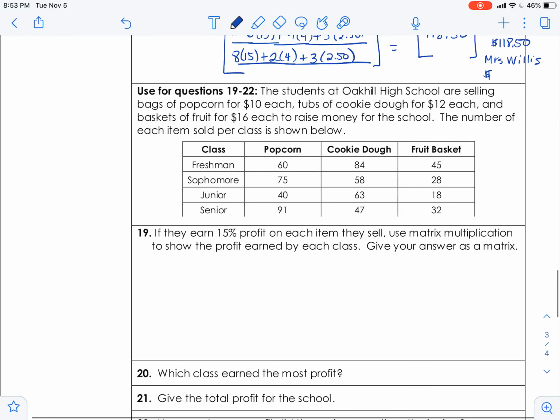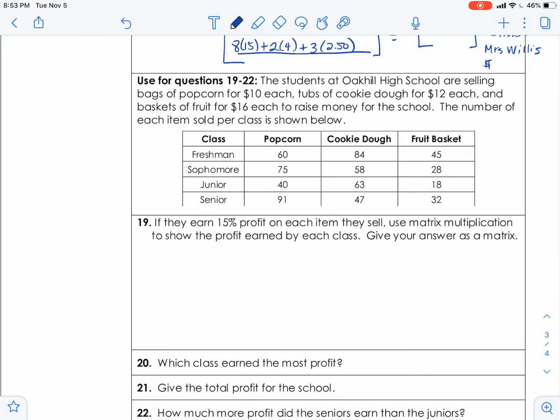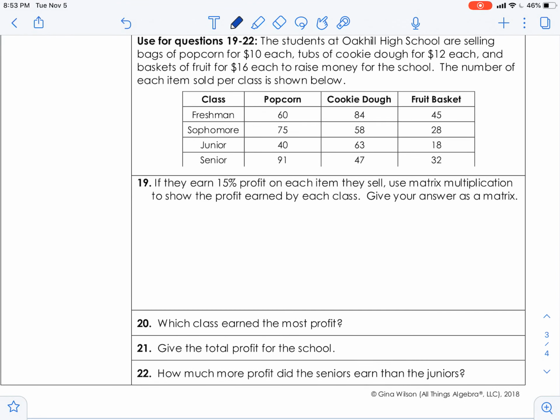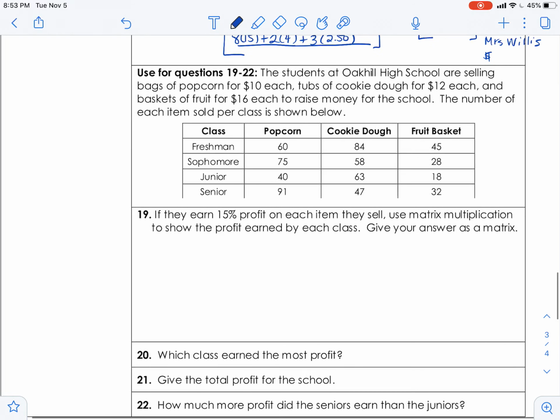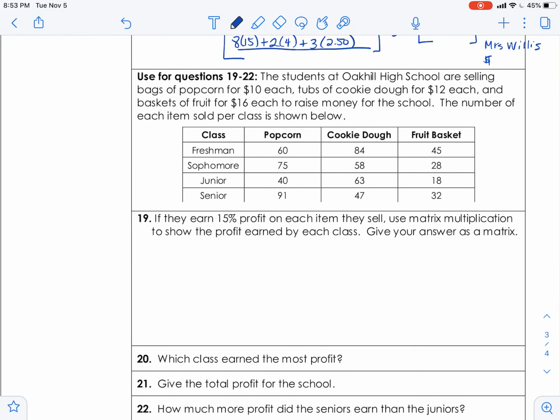Now, number 19 through 22. The students at Oak Hill High School are selling bags of popcorn for $10 each, tubs of cookies for $12 each, and baskets of fruit for $16 each to raise money for the school. The number of each item sold per class is shown over to the side.